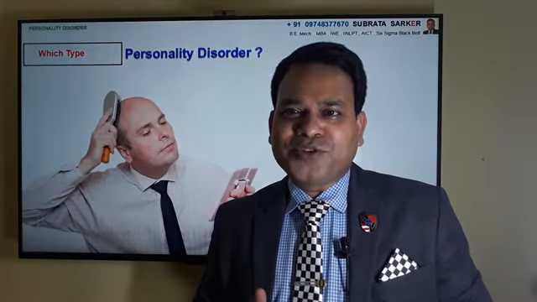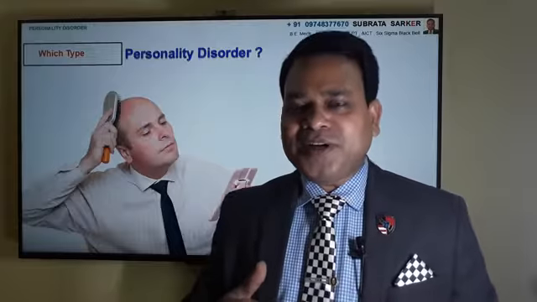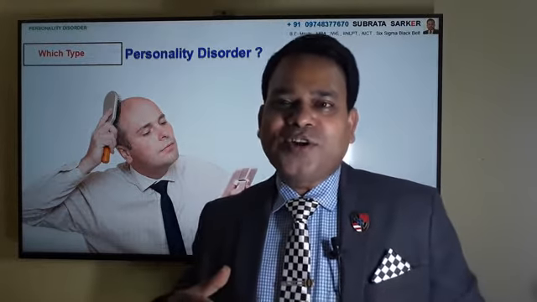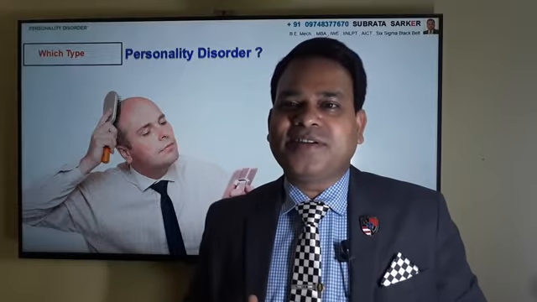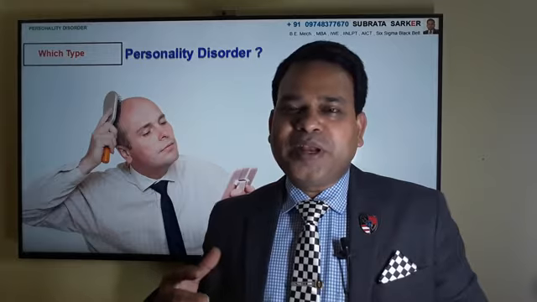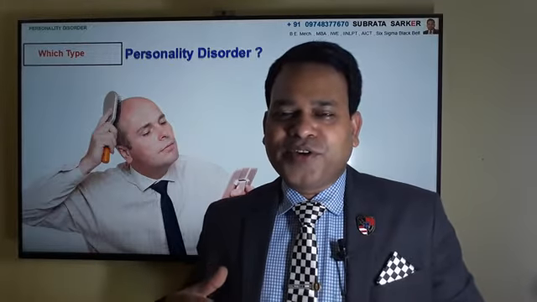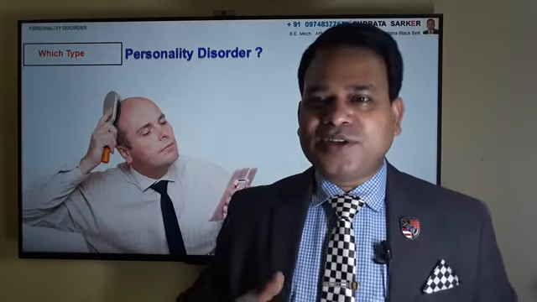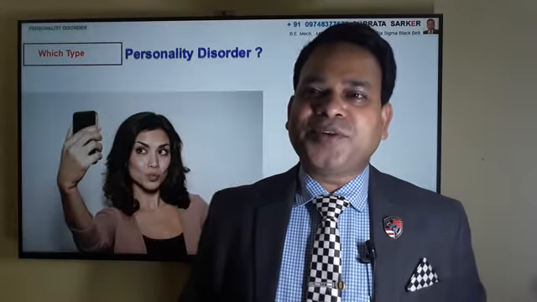Another picture I'm going to show. You can see in this picture the person has very little hair, isn't it? But he is always busy combing his hair. Is it normal, do you think? He even spends a lot of hours combing his hair. So this is not normal. Actually, this is some kind of personality disorder.